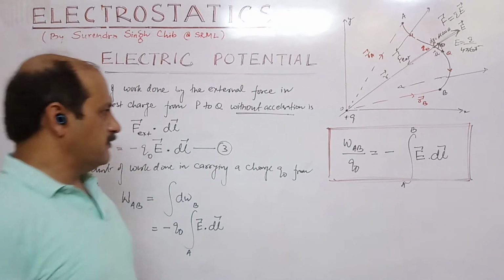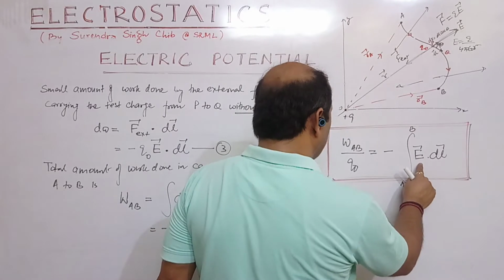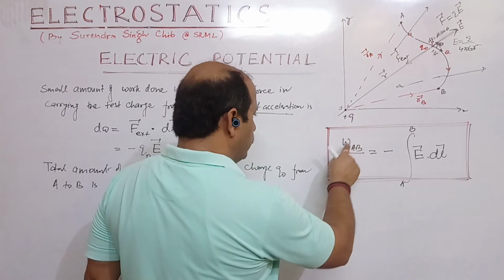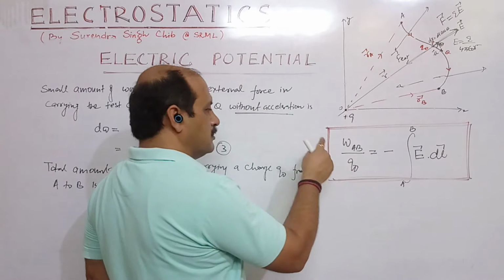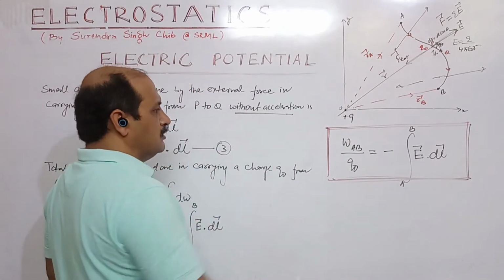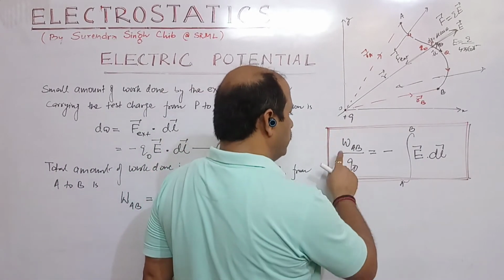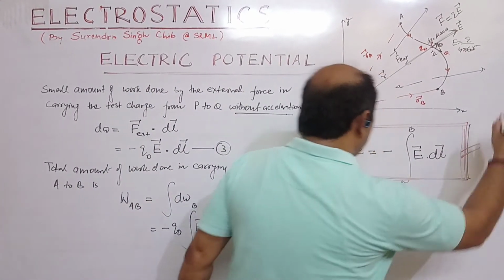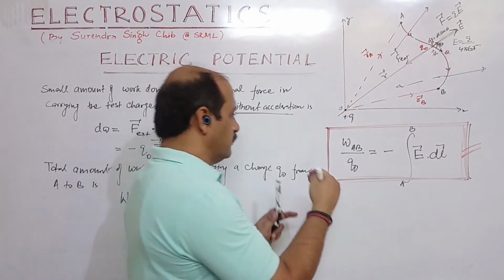I will tell the importance of this expression later on. But what is this? This is the line integral of the electric field, and this is the work done in moving a test charge from A to B divided by Q naught. The work done per unit charge is called potential. I will explain in the next lecture. Work done per test charge or per unit charge is called potential. So we will do it later on, but at present, keep this very important expression in mind. We will use it shortly.